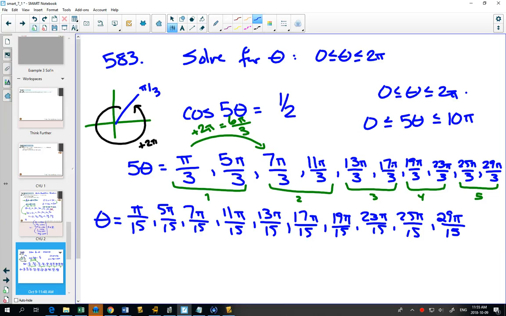But how do I take pi over 3 and add 2 pi? It's adding fractions. I would need a common denominator. So because this is pi over 3, I change 2 pi to 6 pi over 3. And then I just have to add 6 to my numerator. Same thing for 5 to 11. I added 6 to my numerator because I'm adding 2 pi around there.